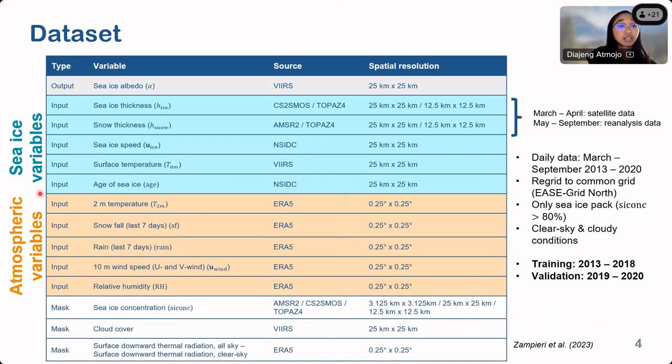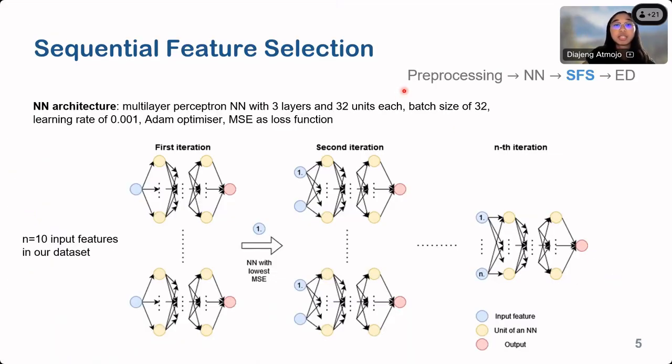So our data set consists of 5 sea ice variables and 5 atmospheric variables from various satellite and reanalysis products. So the atmospheric variables are derived from ERA5, and the variables are also available on the whole Pan-Arctic region. And we use daily data from March until September, from 2013 until 2020. And we use the first 6 years for training and the last 2 years for validation for our machine learning pipeline. So after pre-processing our data, we perform simple hyperparameter tuning of a multi-layer perceptron neural network.